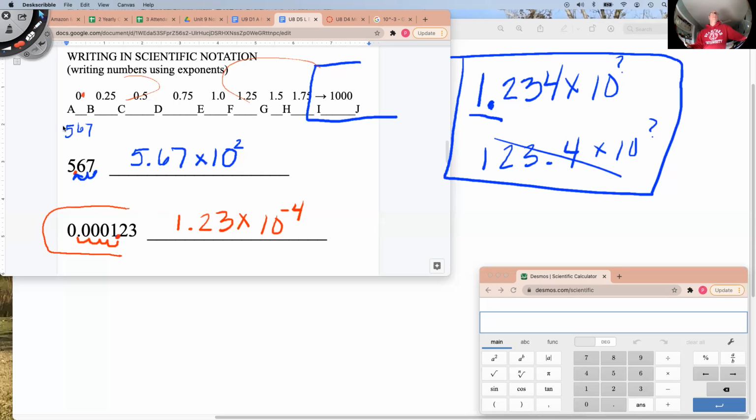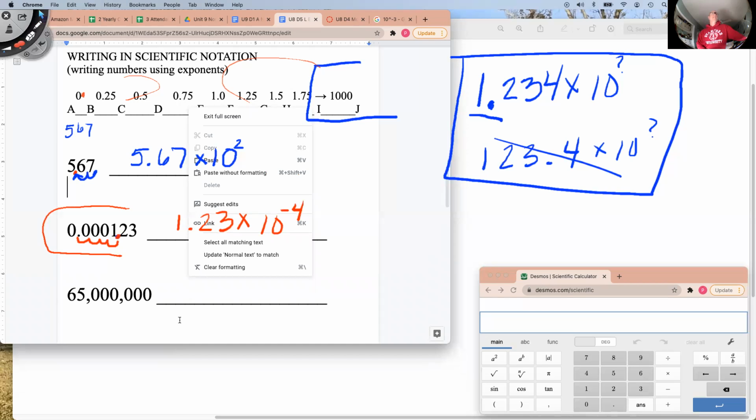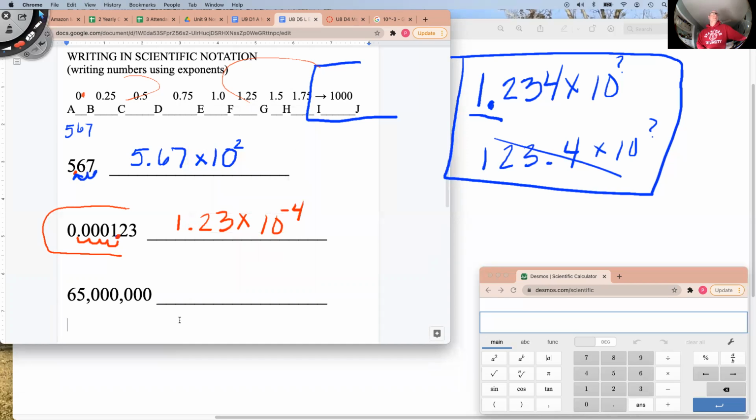Okay? So let's take a look at this next one here. Let me move this screen down a little bit. Here's the number 65 million. Is the number 65 million a really big number or a really small number according to my rules? That's right, it's a really big number. So what kind of exponent are we going to have once we get to the times 10? Are we going to have a positive or a negative exponent? That's right, we're going to have a positive exponent.